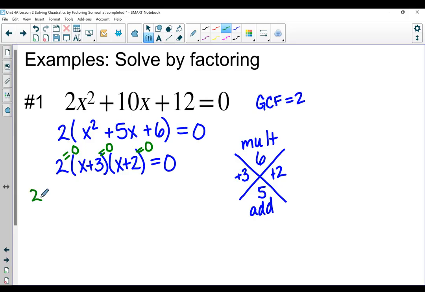The first equation we get using this property is 2 is equal to 0. There's no x there. There's no way to solve for x there. 2 is not equal to 0. So it's actually pretty useless, honestly.